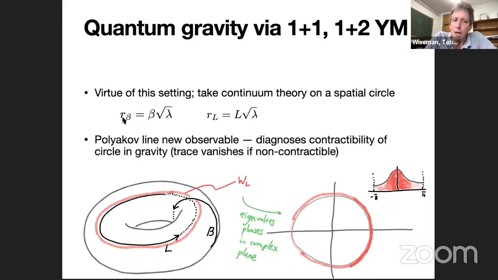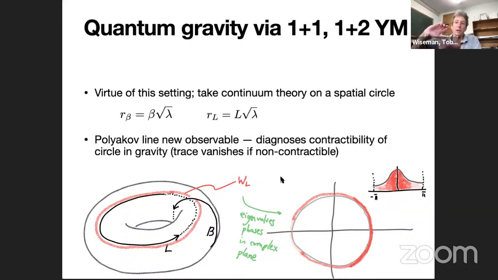We've got temperature or inverse temperature, which we can make dimensionless in one plus one by the square root of lambda like this. So this R beta here is a dimensionless coupling, and RL is a dimensionless coupling now associated to the size of the space circle. So it's like a torus.